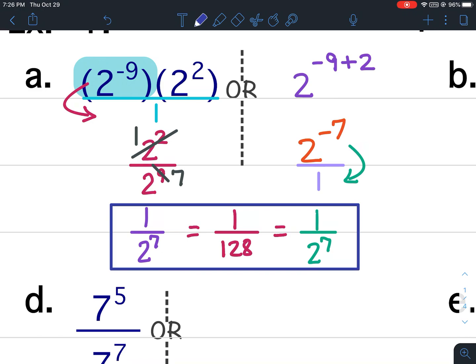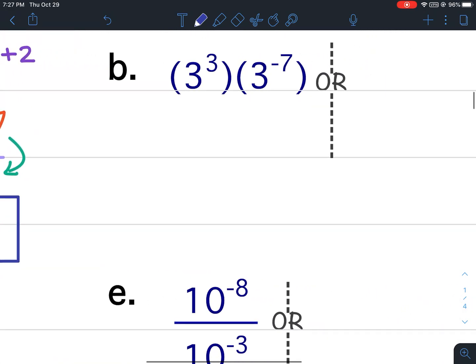So one more time. I took the negative exponent and moved it to the denominator to make it positive. And then I divided. I divided by crossing out the term with the smaller exponent and subtracting from the larger exponent. The other way I did it was, well, it's multiplication, and when we multiply, we add exponents. Negative 9 plus 2 is negative 7. But then I had this negative exponent, so I moved it to the denominator to make it a positive 7. Either way, I get the same answer.